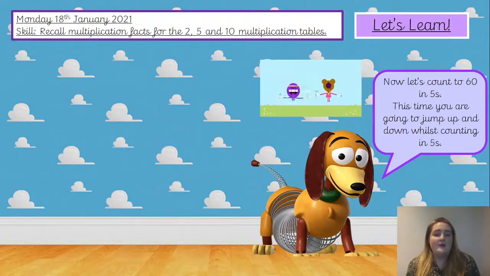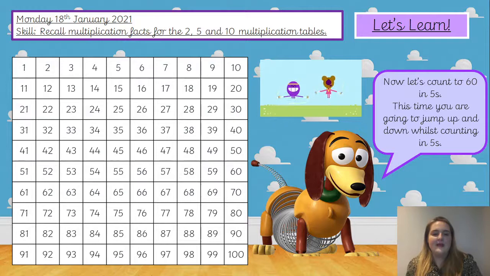And once you're ready, we are going to begin. Here's my 100 square then. So we've got 5, 10, 15, 20, 25, 30, 35, 40, 45, 50, 55, 60. Okay, and we're going to stop there because we're just counting to 60 in 5s. Well done. Okay, give yourself a pat on the back. You've done really well counting in 5s there.